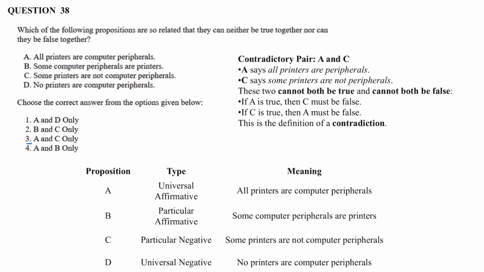So from here, the contradictory pair is A and C. All printers are peripherals, some printers are not peripherals. These two cannot both be true and cannot both be false. If A is true, C is false. If C is true, A is false. This is the definition of contradiction. So here, the correct contradictory pair is A and C. Option 3.